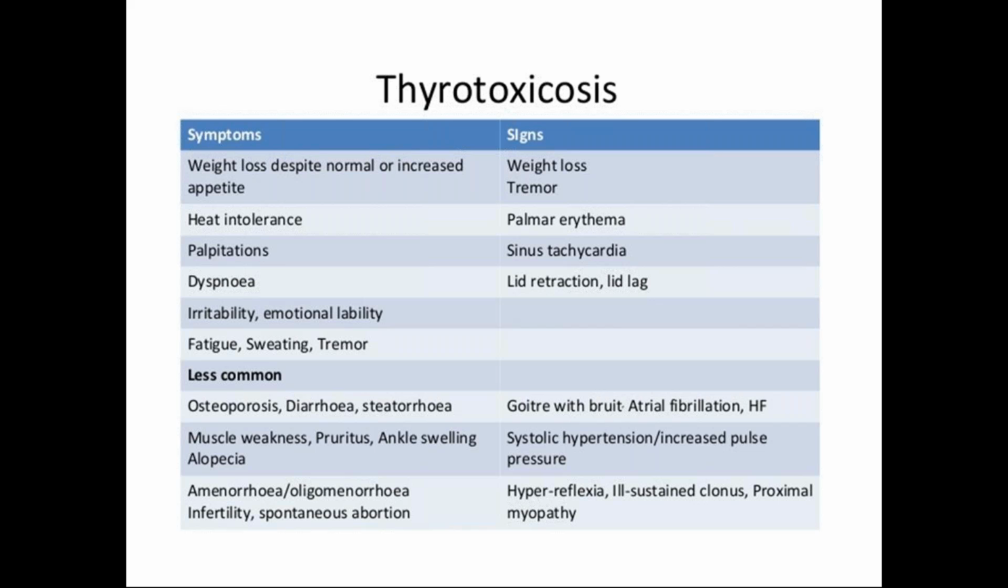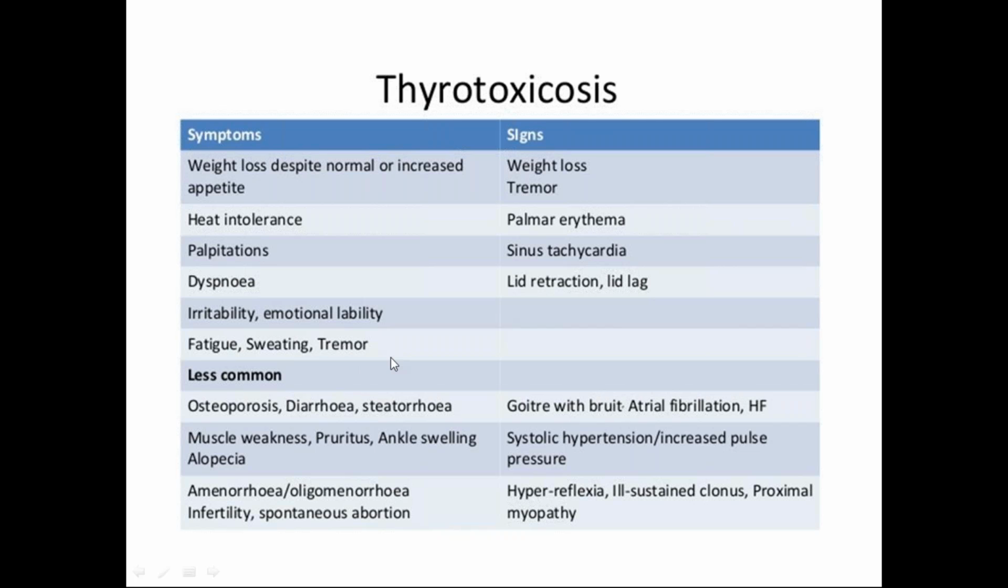Everything we can take back to increased BMR, which causes heat intolerance, because there will be increased production of heat in the body due to increased BMR. So the patient will not be able to tolerate hot water or any hot weather. They'll prefer to be in cold weather, and they'll have sweating, tremors due to increased nervous excitability. Then the patient will have palpitations and dyspnea, irritability, emotional lability, and fatigue, sweating, tremors.